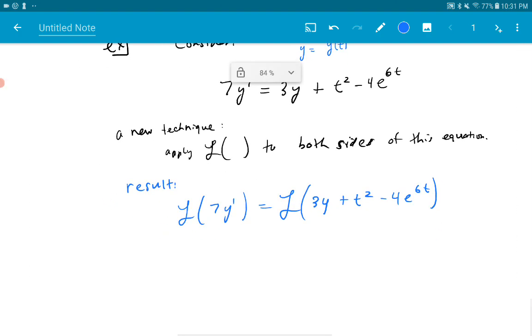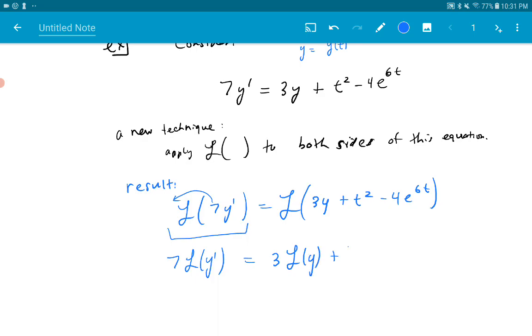Okay, so, well, we can use our properties. So what can we do here? I hope you're thinking we can definitely take that 7 out. So we get 7 times the Laplace transform of y prime equals 3 times the Laplace transform of y plus the Laplace transform of t squared minus 4 times the Laplace transform of e to the 6t.